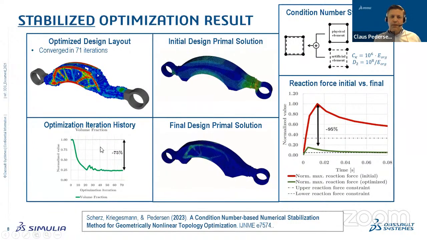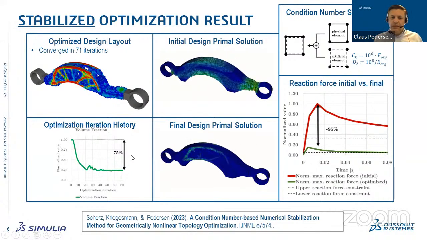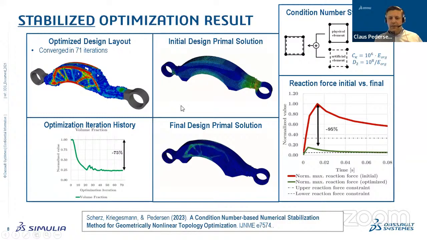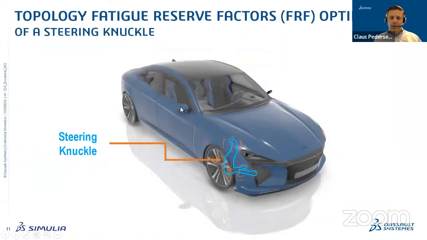So this is something where I think there is still a lot of research to make sure that the number of optimization iterations is fairly low, so you can scale it up to bigger complexity. So this was a design where I tried to address buckling. And then I'll go into the steering knuckle.